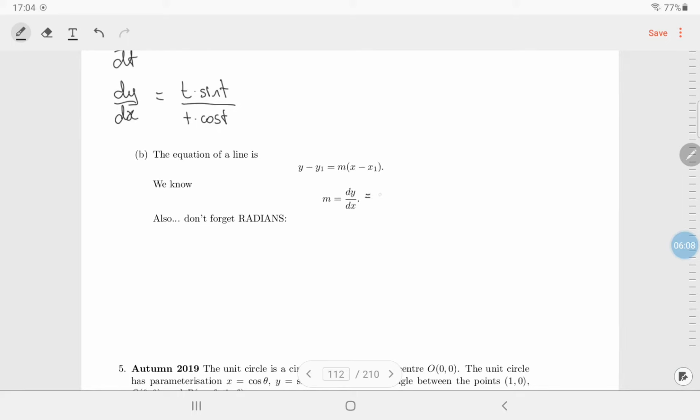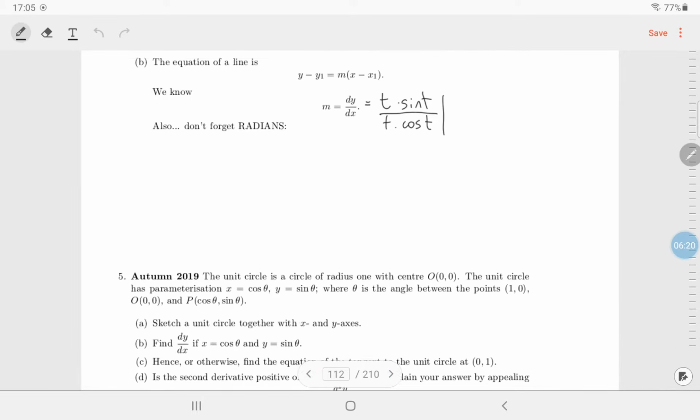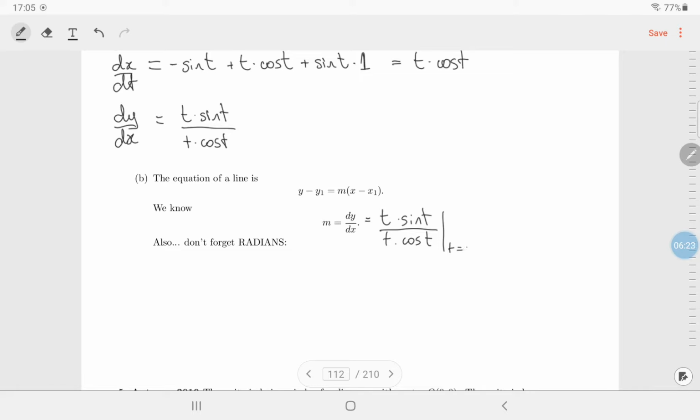So we're interested in the slope, t sine t over t cos t, and we're interested, I think it was t equal to pi, was it? Yeah, t equal to pi. So we're going to evaluate this at, that's what this bar means, t equal to pi. So if you do that, you get pi sine pi over pi cos pi. Now, it doesn't really matter what's going on with most of this because sine of pi is equal to 0. Again, you have to be in radians. So the slope is actually 0.